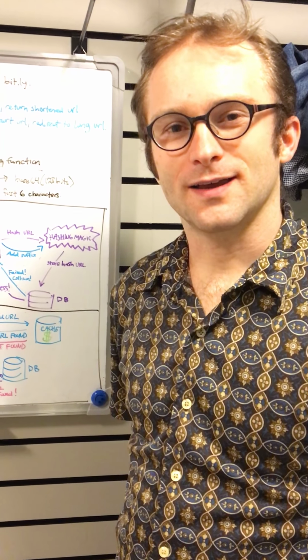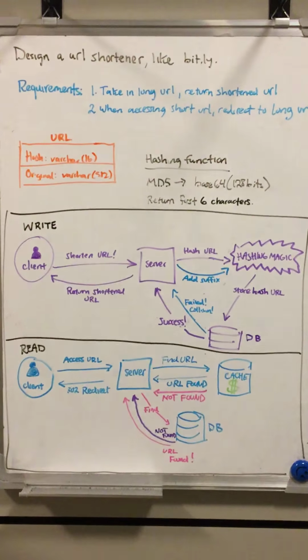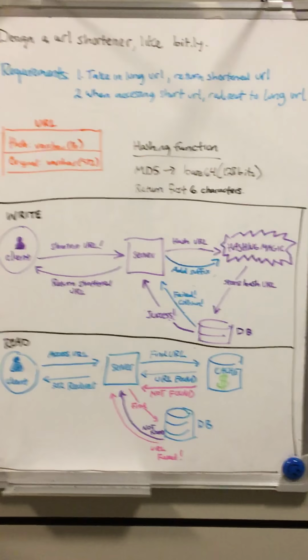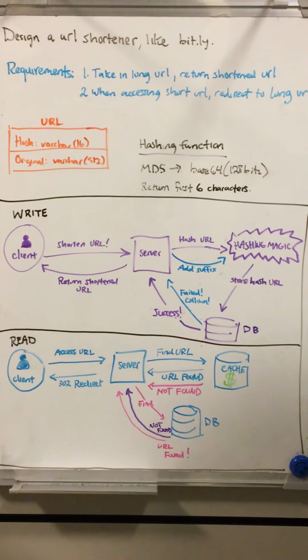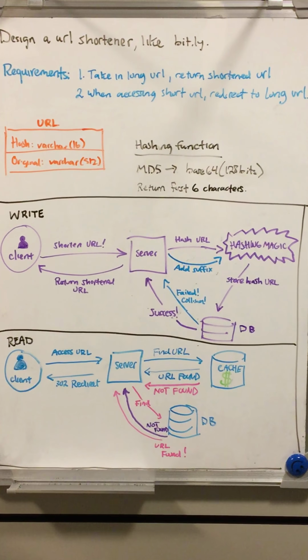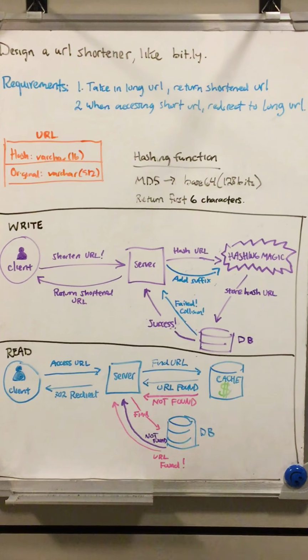Hi, today I'm going to do Khan Academy String Set 2 Problem 10. The problem tells us to design a URL shortener like bit.ly. So our requirements are to take in a long URL and return a shortened URL. Our second requirement is when accessing the short URL, redirect to the long URL.